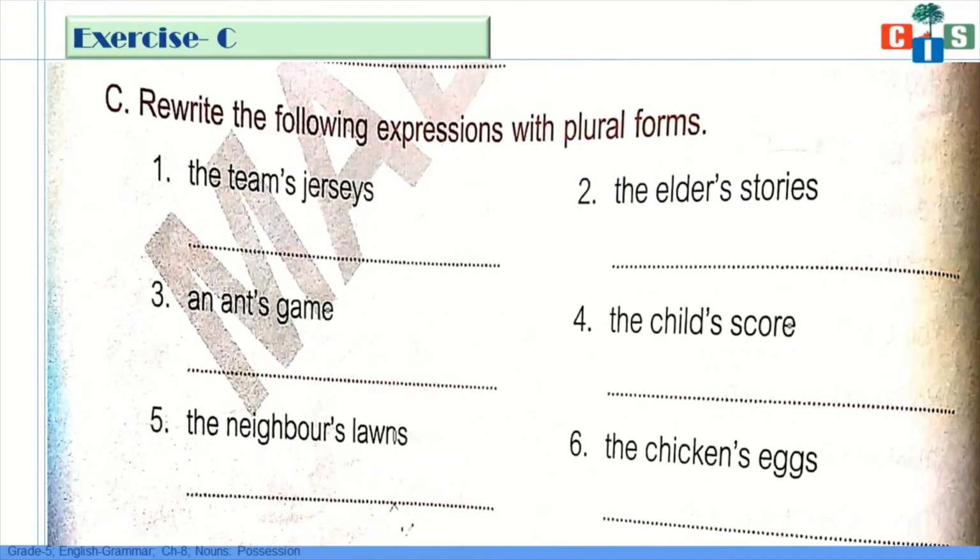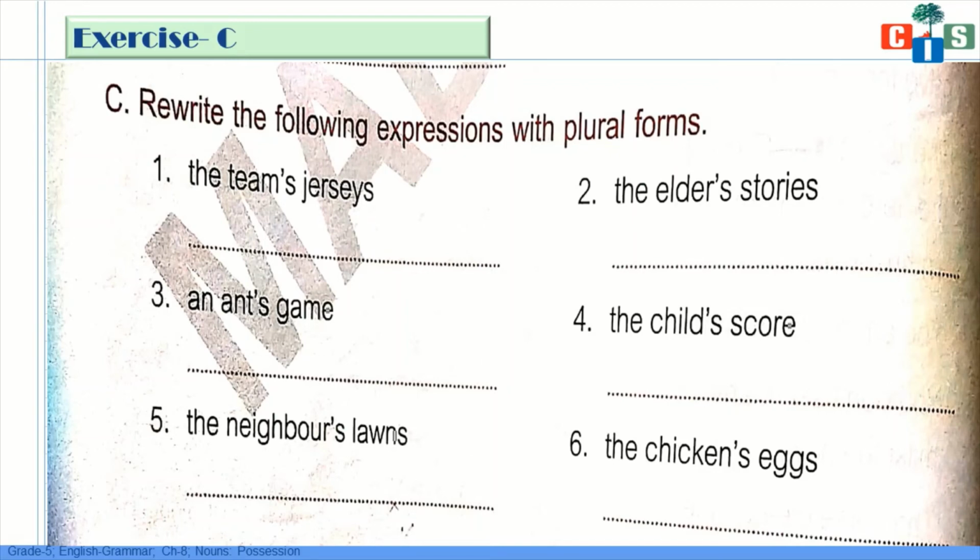Rewrite the following expressions with plural forms. The team's jerseys. Here we are talking about only one team, but the apostrophe s is there, right? It means the jersey belongs to the team. The team's jersey. Why apostrophe s? Because we were talking about one team and these jerseys belong to that team. So how to rewrite this?